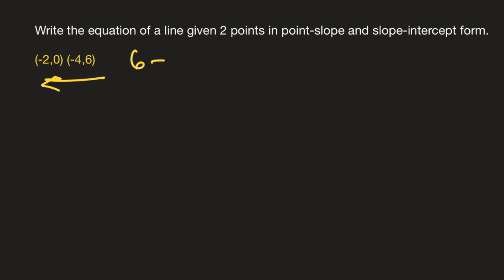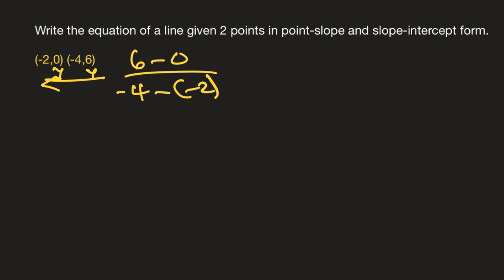So we're going to go 6 minus 0. Those are my y values. Now on the bottom, be careful here. Negative 4 minus, and then we're plugging in a negative 2, okay?